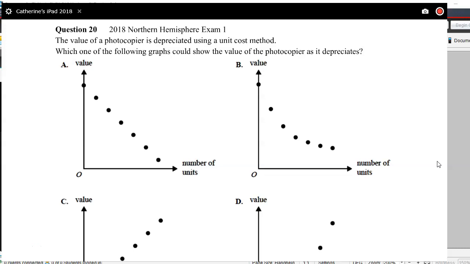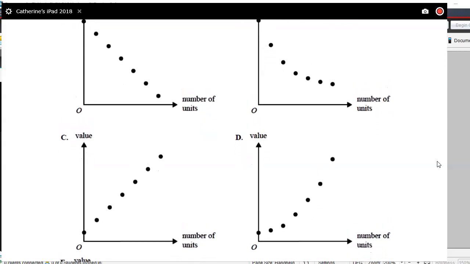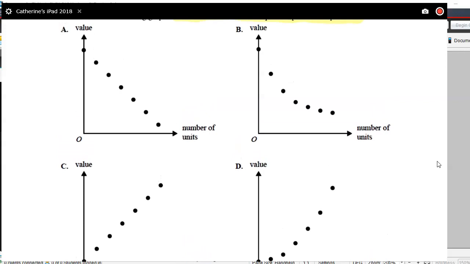Here we go. Another question 20 from the 2018 Northern Hemisphere Exam. The value of a photocopier is depreciated using a unit cost method. Which one of the following graphs could show the value of the photocopier as it depreciates? So unit cost. That means going down by the same amount each time, doesn't it? Each increase in pieces of paper, it'll go down by the same amount. So let's look at all these graphs.